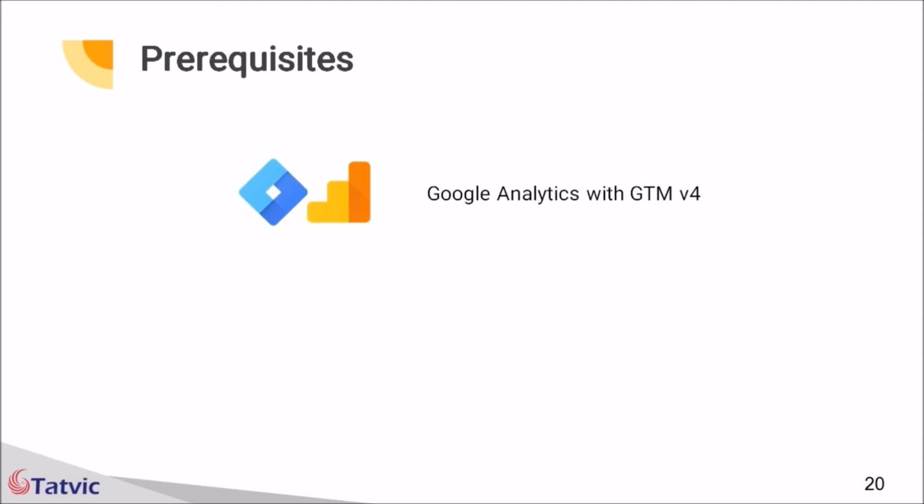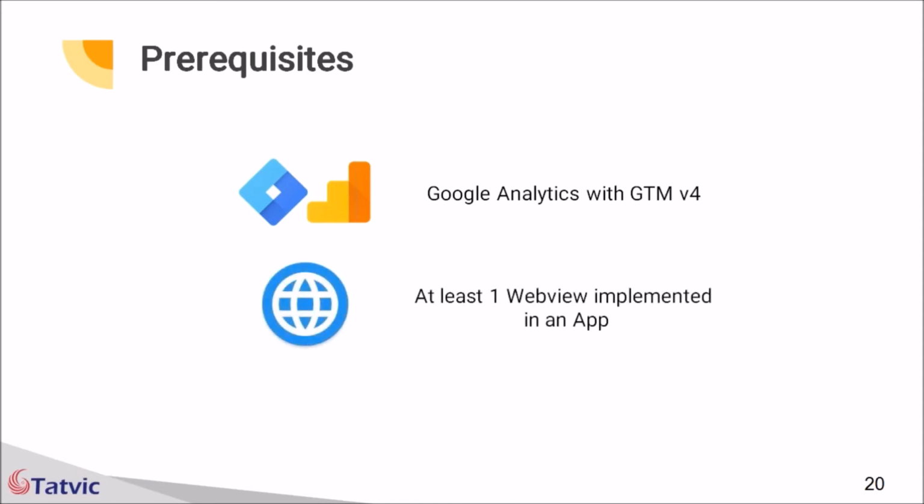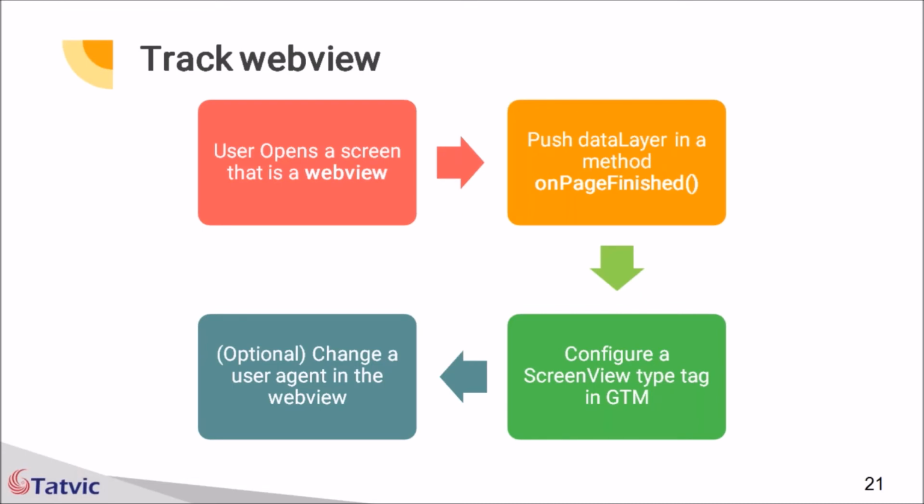To get started, the prerequisite is Google Analytics implemented with a version 4 container. You can always go ahead with a version 5 container as well, but some syntax will change. That's the only difference. Another prerequisite is at least one web view implemented in your application. So the approach goes in this way.